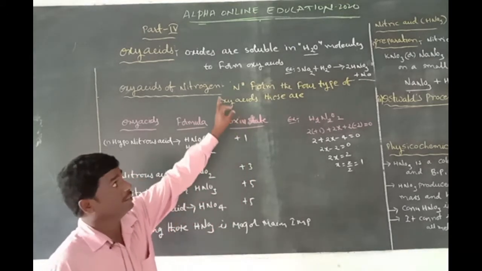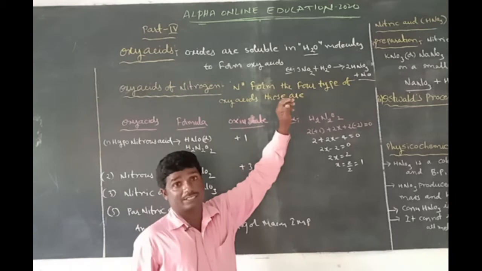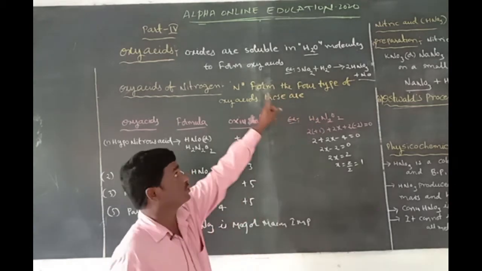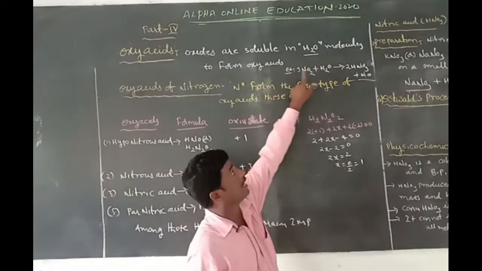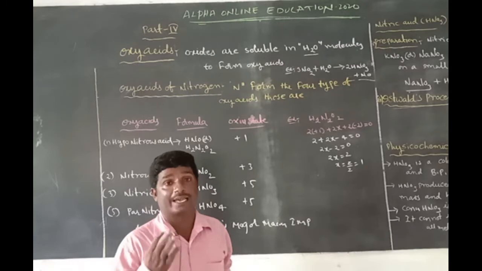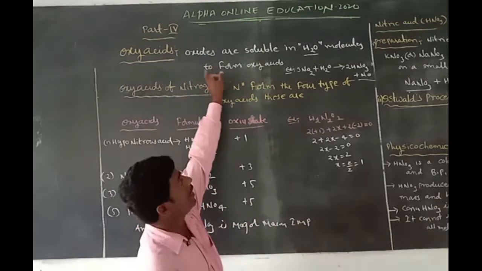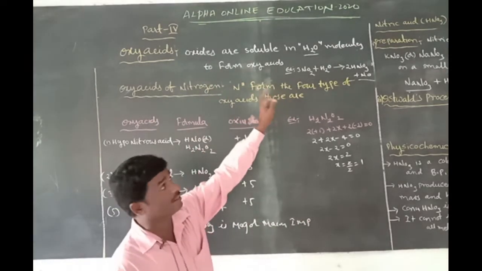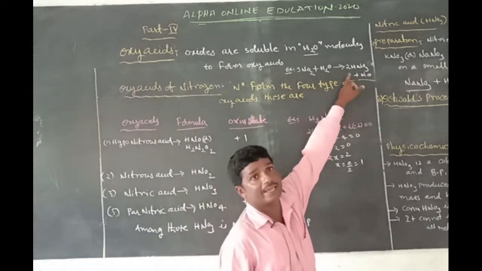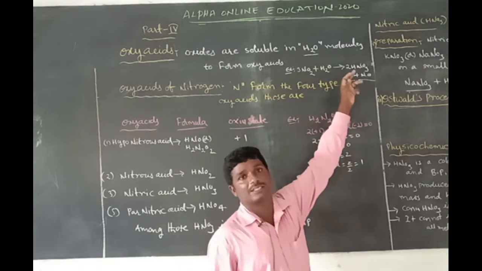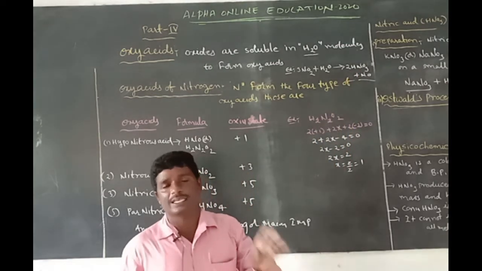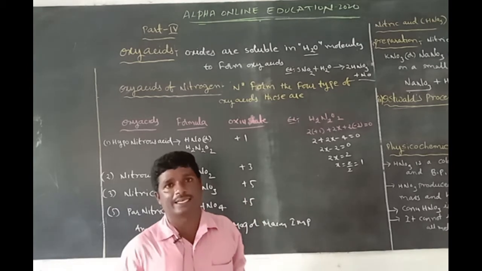For example, nitrogen dioxide. Nitrogen is a non-metal. Nitrogen combines with oxygen to form nitrogen dioxide, that is, a nitrogen oxide. When this oxide is dissolved in water, it forms an acid with the formula HNO3. It is also known as an oxyacid.